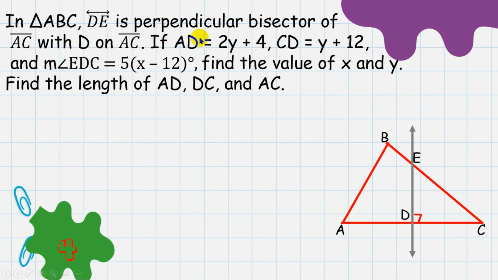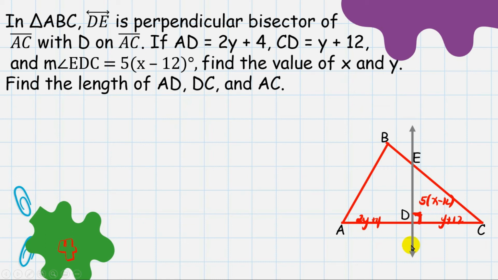So, sabi dito, if AD is 2y plus 4, nasan yung AD? Ito siya, from this point up to this point, 2y plus 4 daw. And line segment CD, so from this papunta dito, ay y plus 12. And measure angle EDC. Yung tinutukoy na angle EDC is etong angle na ito mismo. Sabi yan ay 5 times x minus 12 or 5 multiplied to the quantity of x minus 12 degrees. Find the value of x and y and the length of AD, DC, and AC.